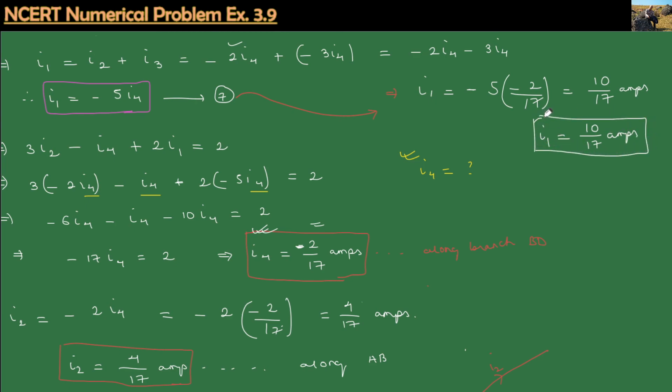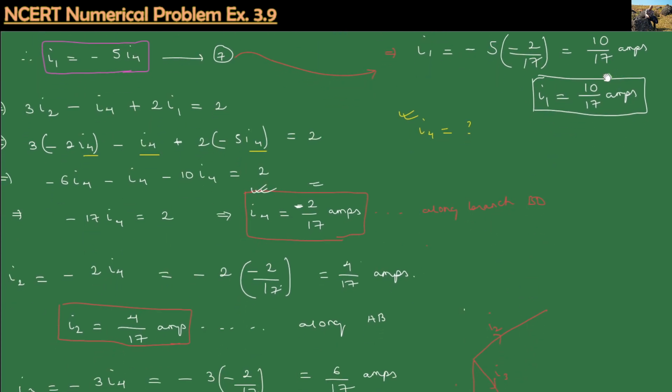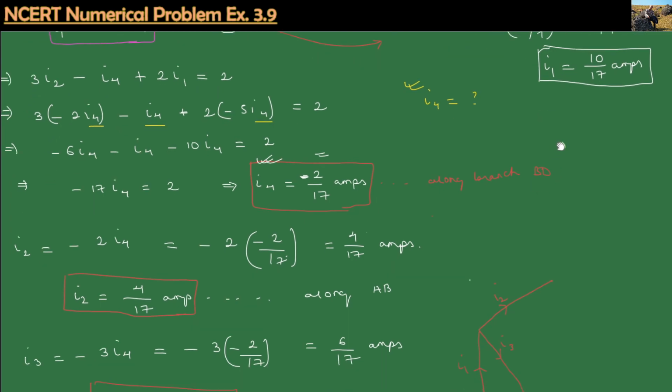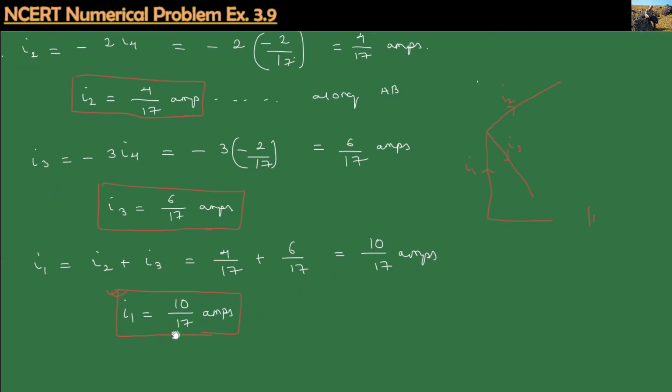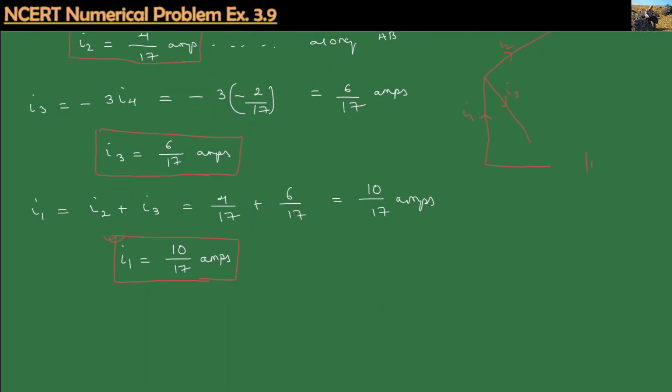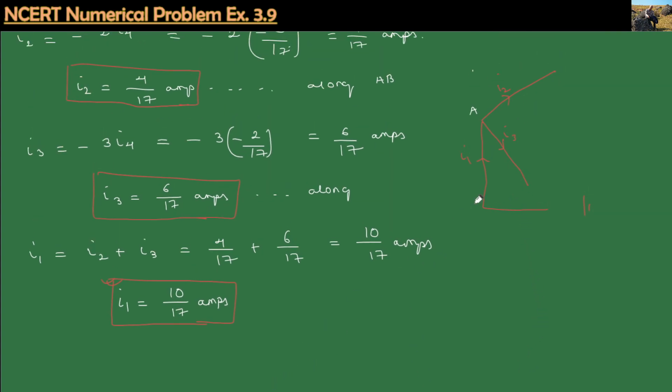If you look at the final result also, we get I1 is 10 by 17. Look over here, I1 is 10 by 17. If you solve from here also, we get I1 equal to 10 by 17, which means that you have got all those currents. In your exams you have to mention the current along each branch. I3 will be along branch AD.